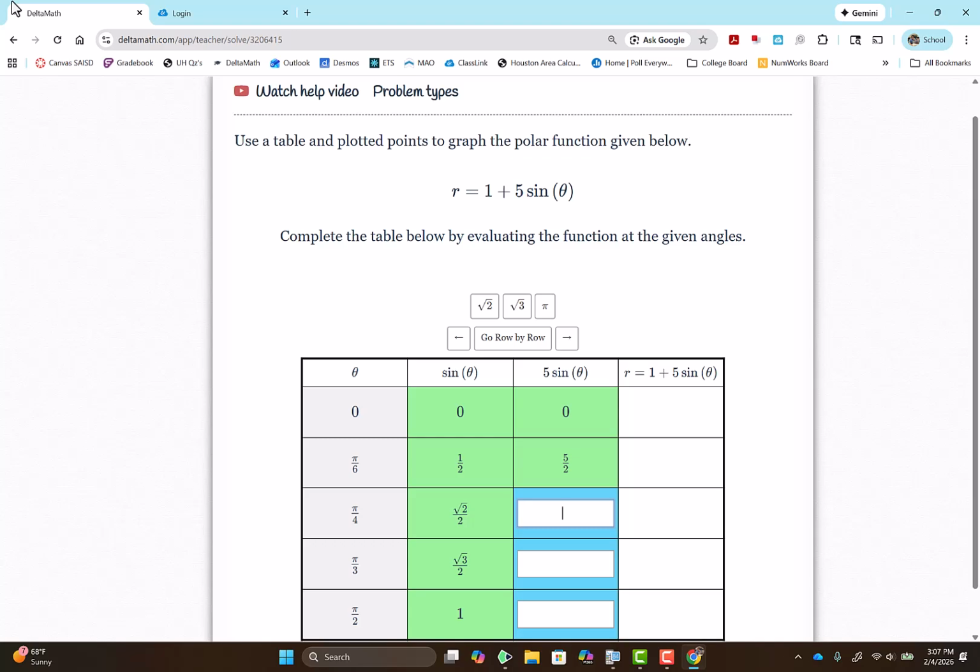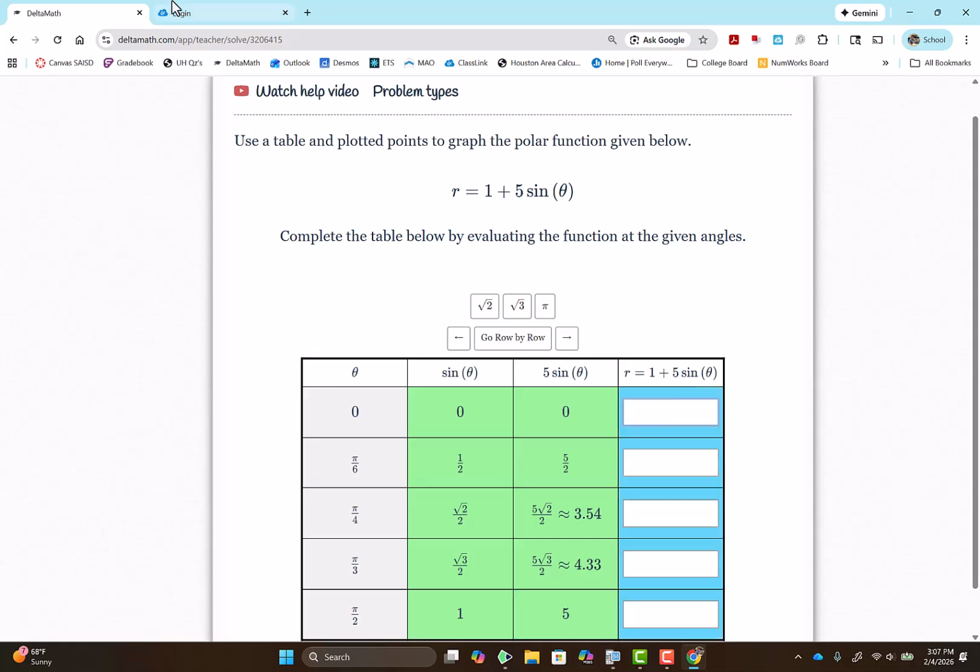5 times square root of 2 over 2. I'm just going to put, let's see if it takes it, 5 square root 2 over 2. Yeah, it took it. 5 times square root 3 over 2. So I'm going to write the same thing, 5 square root 3 over 2. And it took it. 5 times 1, 5. All right, now I'm just adding 1 to it. So I'm just going to move up by 1. 1. 3.5.